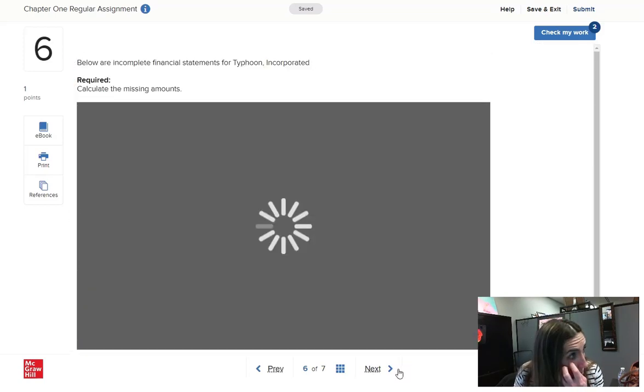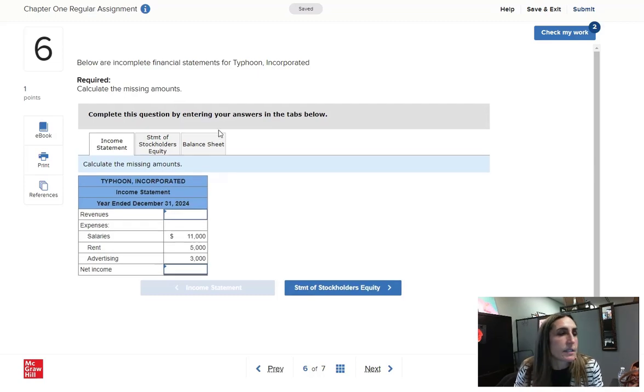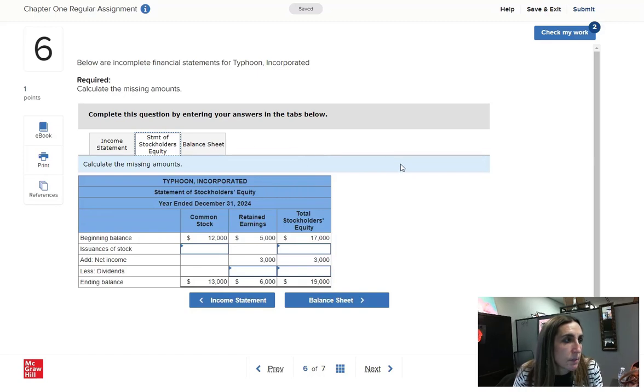The next question is kind of like a Sudoku problem. Maybe you have to figure out how these all connect. So you cannot fill in the income statement first on question 6. You need to refer to the statement of stockholders' equity because it's connected to the first statement. So on the statement of stockholders' equity, we find what the net income total should be, $3,000.